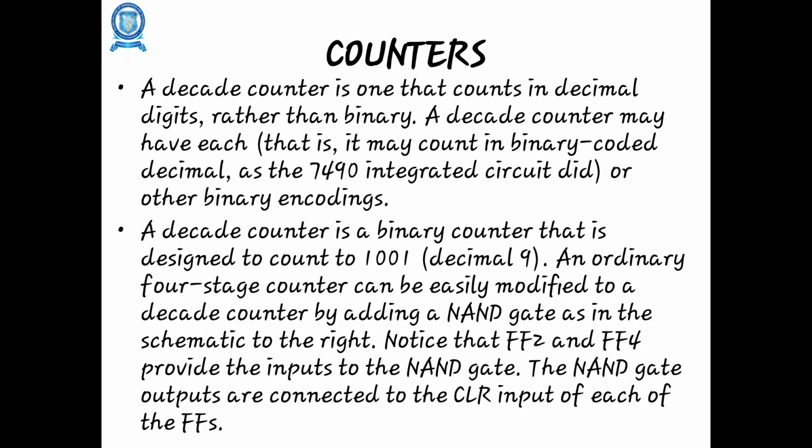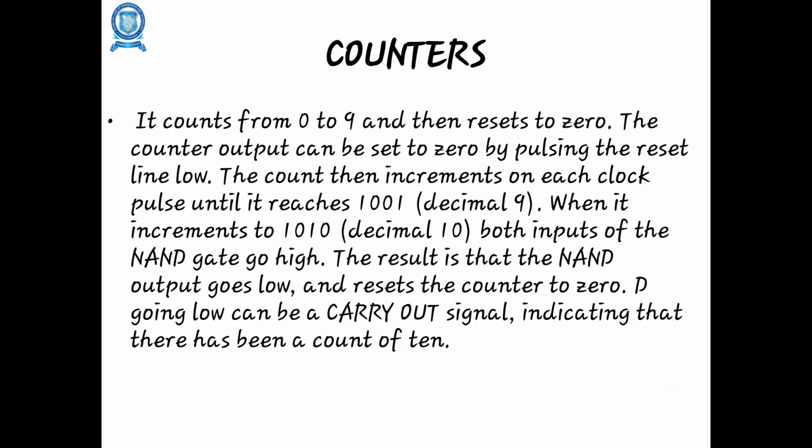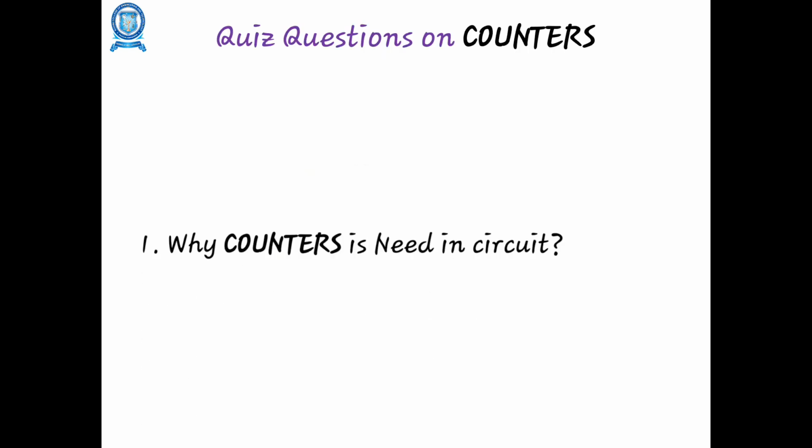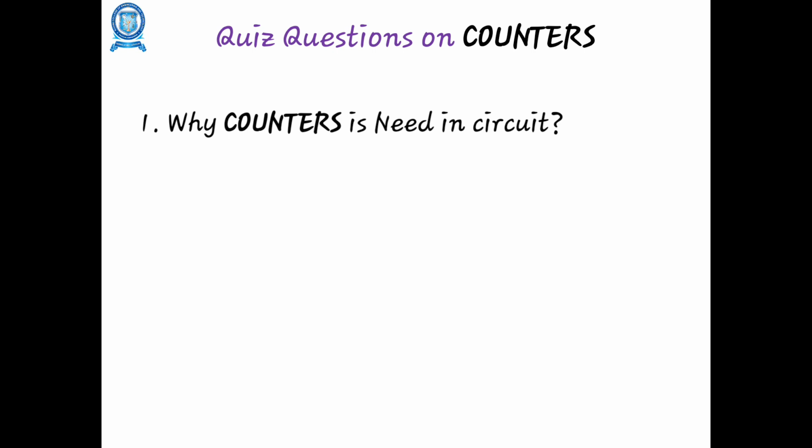An ordinary 4-state counter can easily be modified to a decade counter by adding a NAND gate. Two flip flops are connected and clock pulses are given, so it counts from 0 to 9, with the reset line pulsed low. For the decimal counter, 0 to 9 will be activated. So these are the types of counters, and counters are used in digital circuits for counting sequences, and the counter will stop counting when it reaches its initial position.